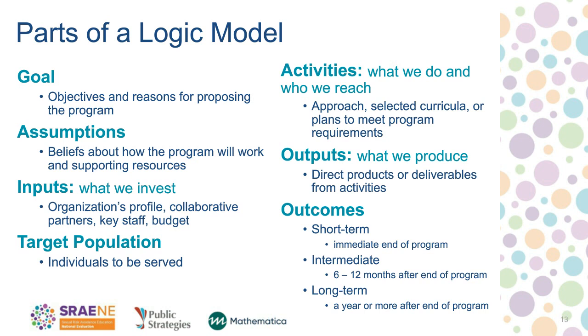Who are you trying to serve? That's your target population. The activities, of course, are what you're doing and who you're reaching as a part of your program. Outputs are what's immediately produced, okay? And then finally, there are outcomes. Today, we're going to talk about short-term or immediate outcomes, which happen immediately at the end of the program. We're also going to talk about intermediate outcomes that happen 6 to 12 months after the end of the program. And then long-term outcomes happen a year or more after the end of the program.